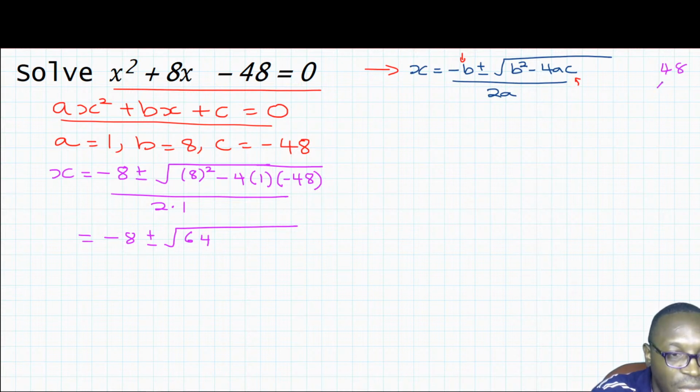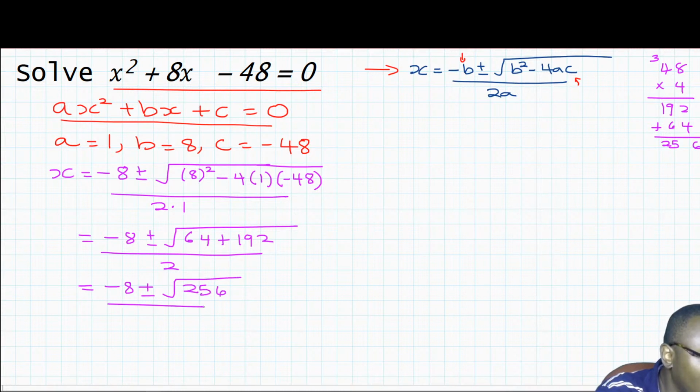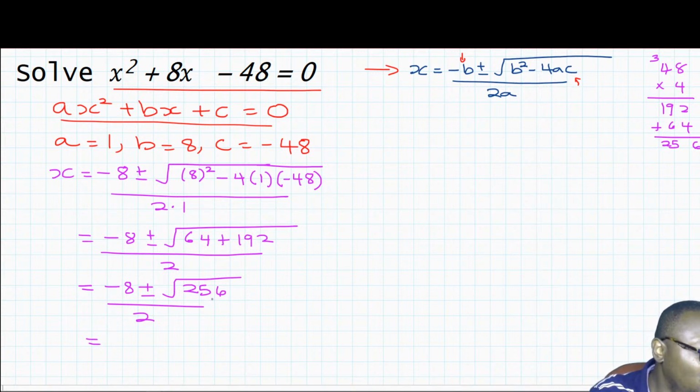Let's do something quick here. 48 multiplied by 4. So this is 2, bring 3 up here. So we have 192. Because you have negative, this becomes plus 192, and we divide this by 2. So we're going to simply have, let's add 64 here. This is 6, this is 5, this is 2. Okay, so we have negative 8 plus or minus the square root of 256 divided by 2. And if you work this out, you will find out that the square root of 256 is 16. So negative 8 plus or minus 16 divided by 2.